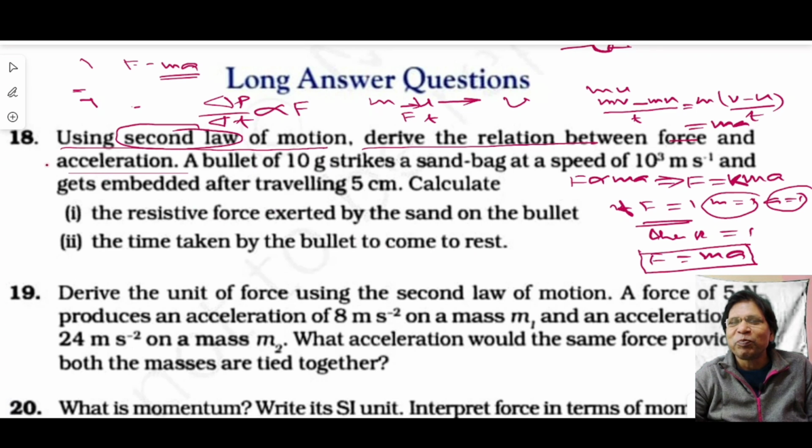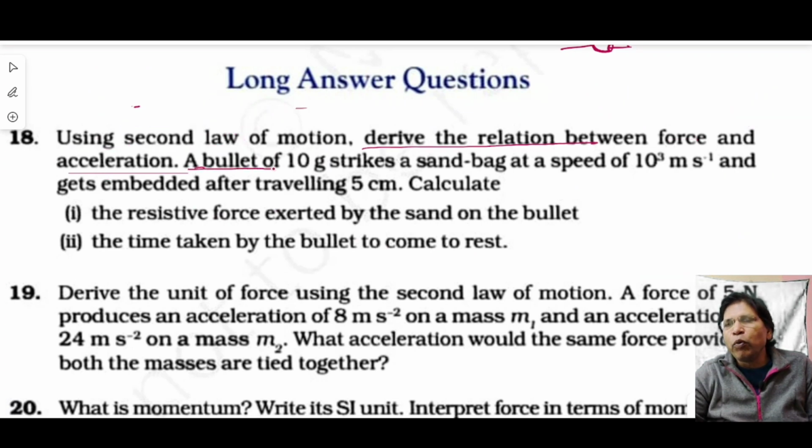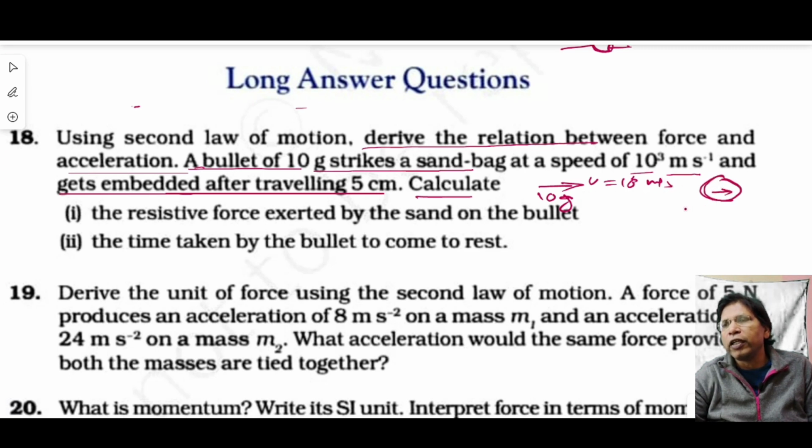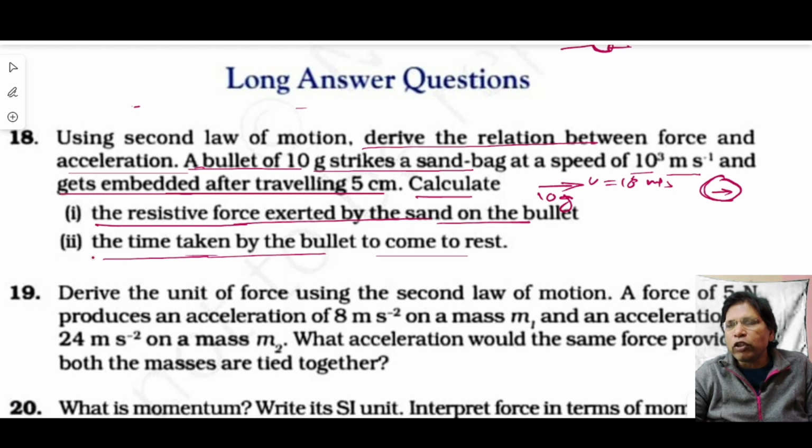Okay, understood? Now second question. A bullet of 10 grams strikes a sandbag at a speed of 10 to the power 3 meter per second and gets embedded after traveling 5 centimeters. Look at this. A bullet of mass 10 gram. Its velocity v equals 10 to the power 3 meter per second. It is embedded in a sandbag. Now calculate the resistive force exerted by the sandbag on the bullet and the time taken by the bullet to come to rest.